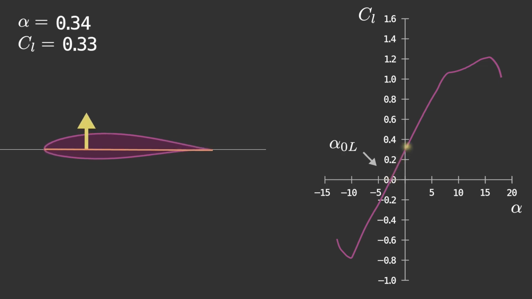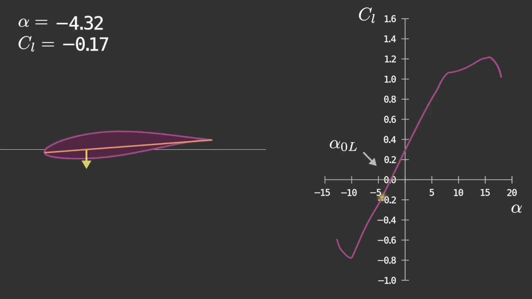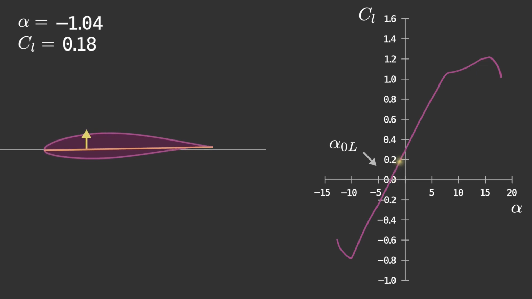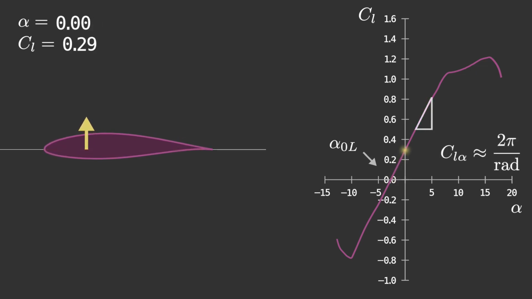The lift curve is pretty much linear up until the airfoil stalls. The slope of this line is C_L sub alpha, and it depends on the shape of the airfoil. If you aren't sure what C_L sub alpha is for your airfoil, you can probably assume 2 pi per radian or 0.110 per degree. That's the theoretical value for a thin airfoil.